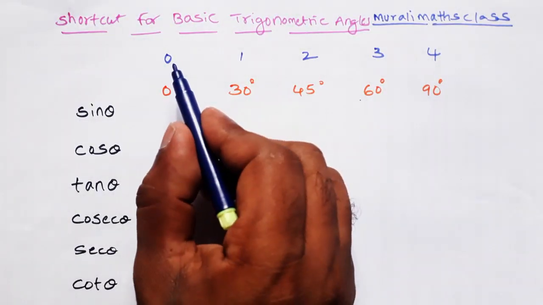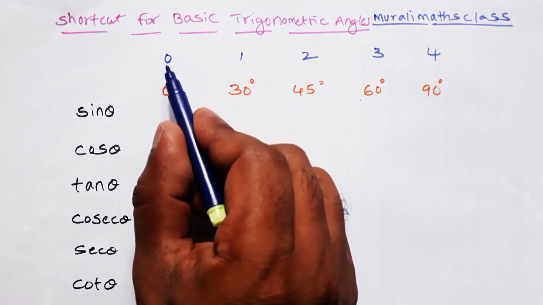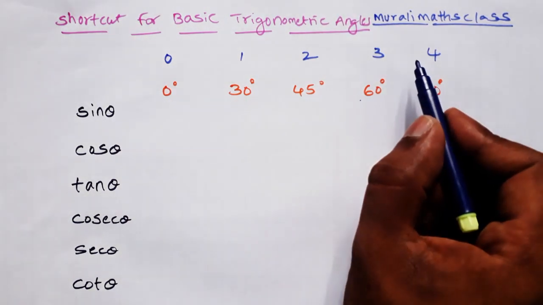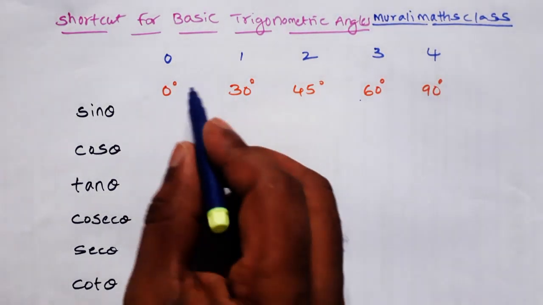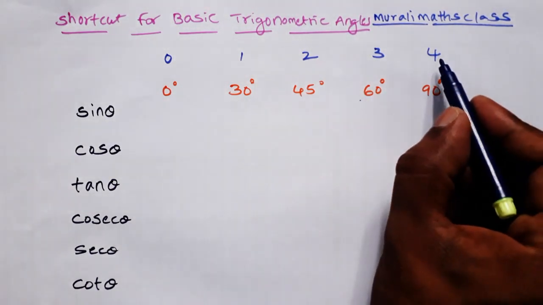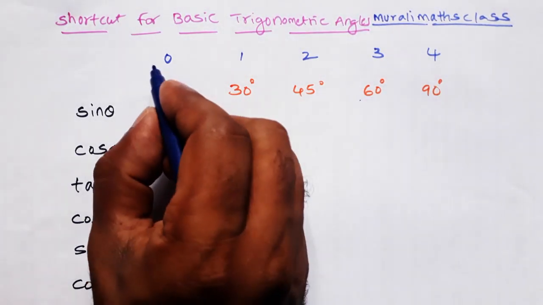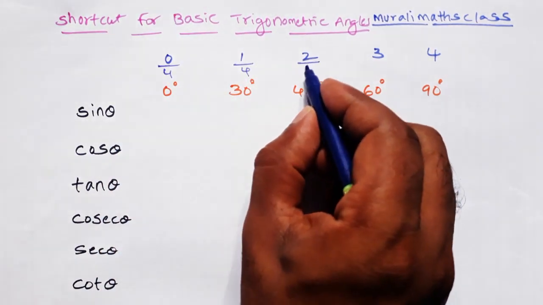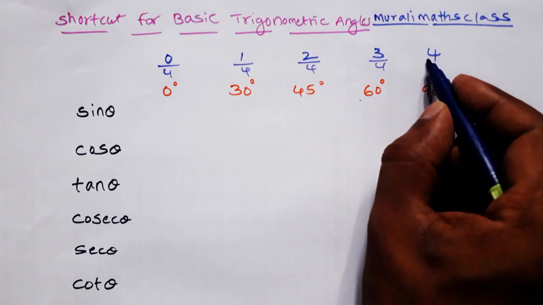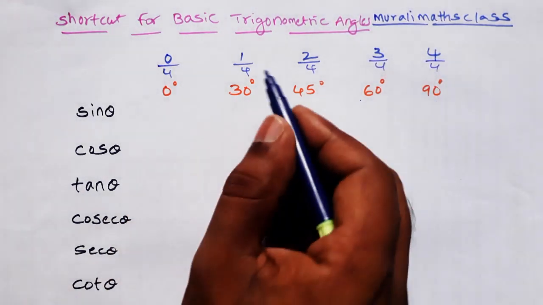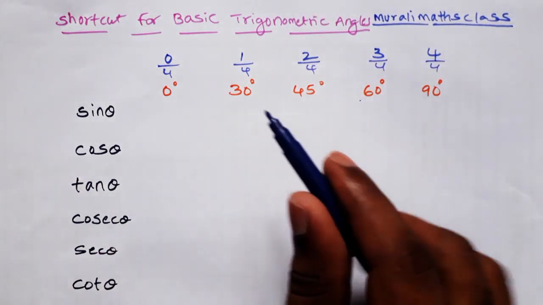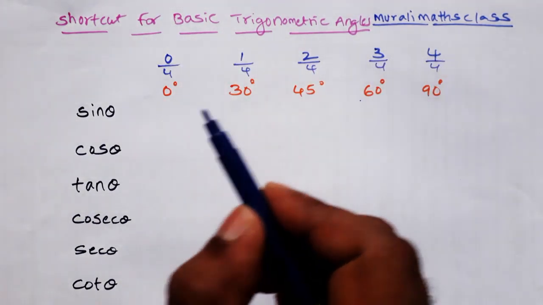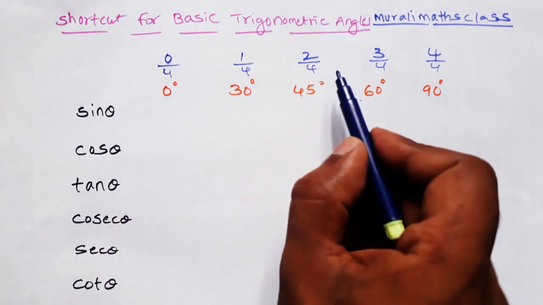This is the first step. Write whole numbers from 0 to 4. Now all these numbers you divide by the last number. The last number is what? 4. So divide by 4. All these numbers we have to divide by 4. Second step completed. First step is writing whole numbers 0, 1, 2, 3, 4. Second step is dividing all the numbers by 4.